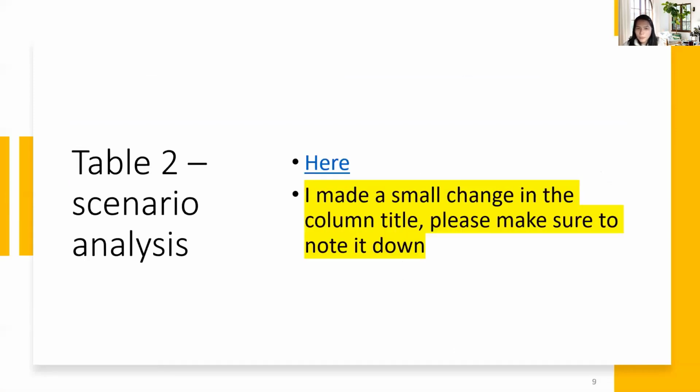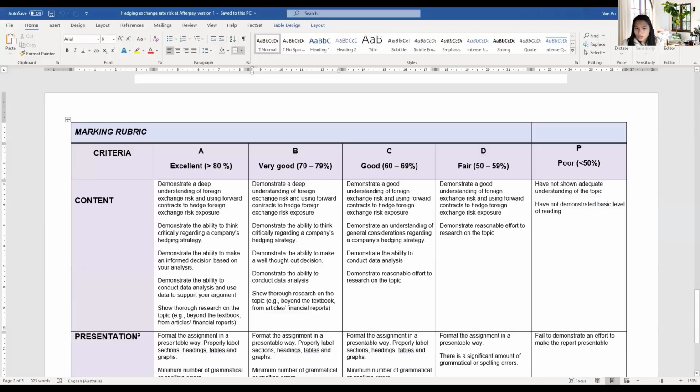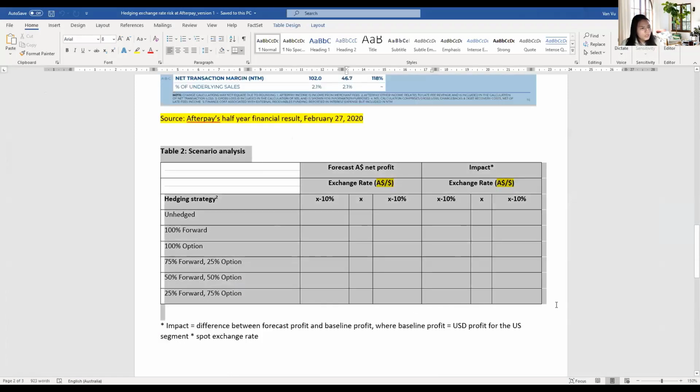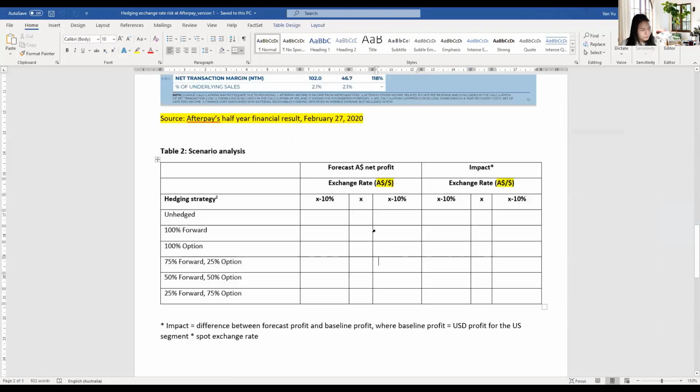Right, in terms of table 2, I've got a few questions about the table 2 scenario analysis as well. So I just want to clarify a little bit. I also realized that the column title is a bit confusing, so I made a little bit of change here too. Hopefully it will be a bit clearer. Let me go back to the assignment. Now this is the table 2 that you will see in your assignment.